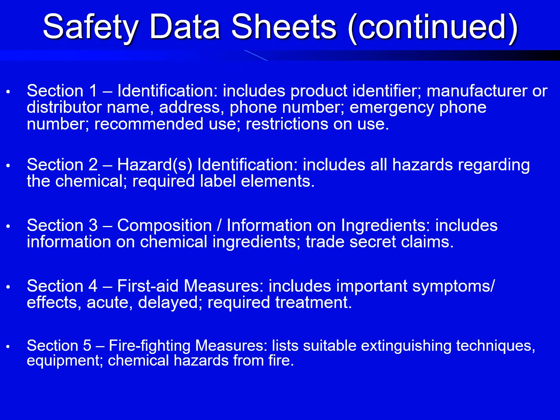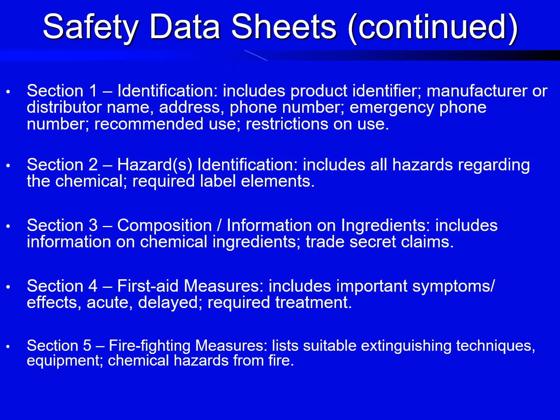Safety data sheets continued. Section 1 covers identification. This includes product identifier, the manufacturer or distributor name, address, phone number, emergency phone number, recommended use, and restrictions on use. Section 2 covers hazards identification. This includes all hazards regarding the chemical, required label elements.